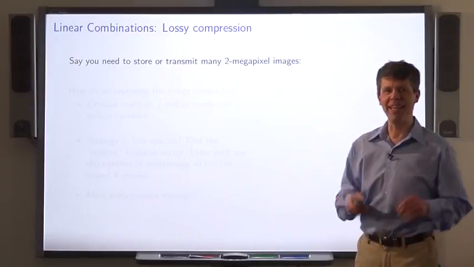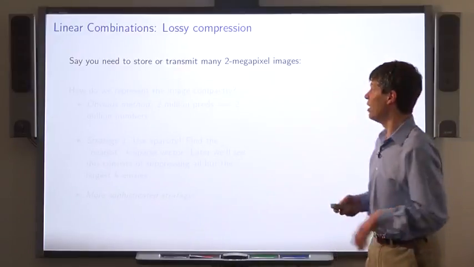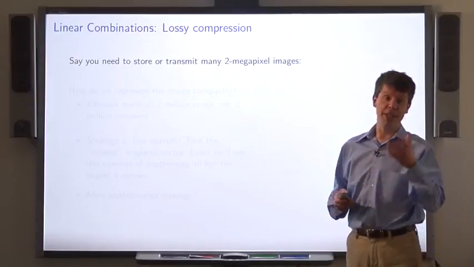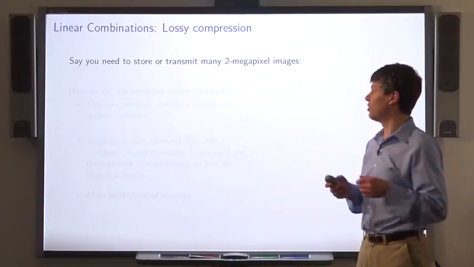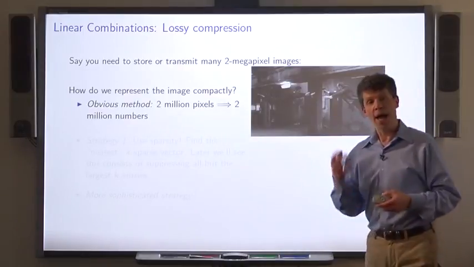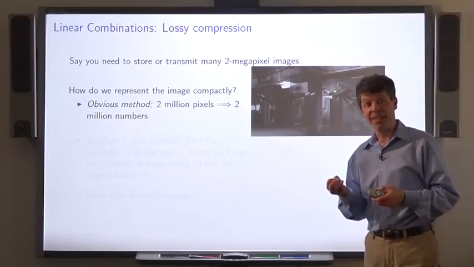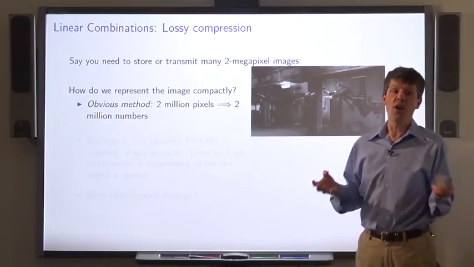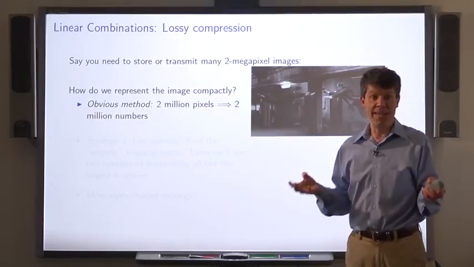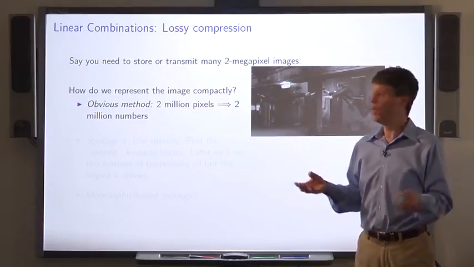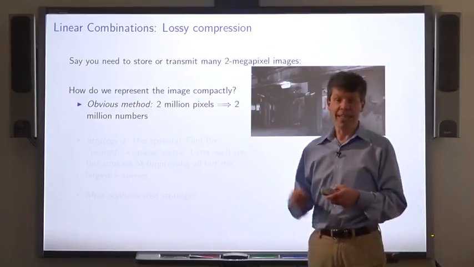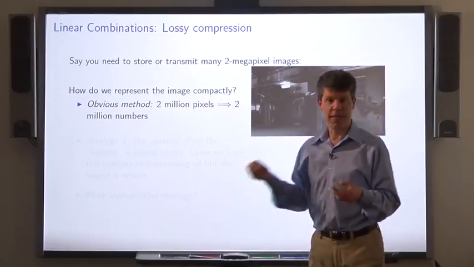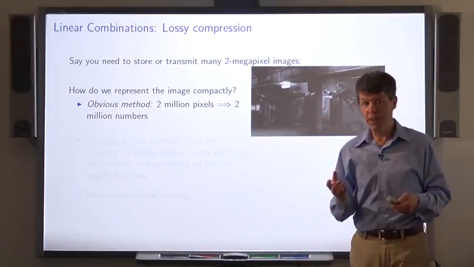We'll illustrate with an application, compression of images. Say you want to store or transmit some large images. How do we represent the image compactly so it's more efficiently stored or transmitted? One obvious representation of an image, a 2 megapixel image, is to represent each pixel by a number. And that's straightforward. Can we do any better?